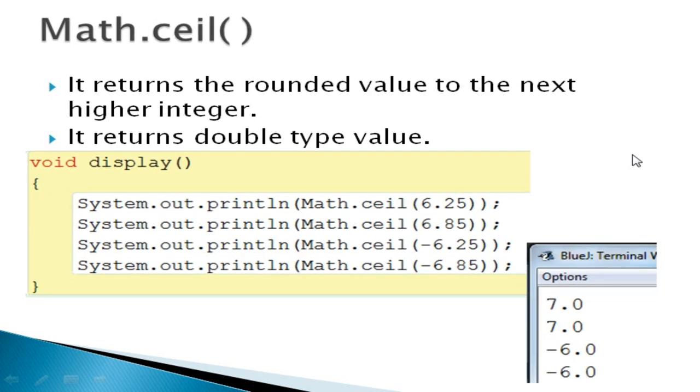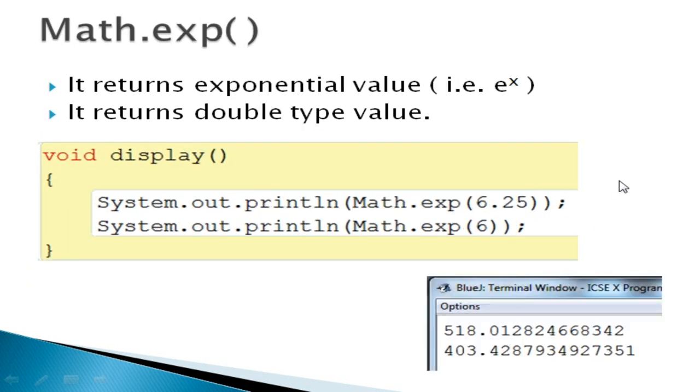Next is Math.ceil. Here it returns the next higher integer. The same example is taken, but you can see the difference. If it is 6 point something, it becomes 7. So it will take the higher value. And if it is a negative number, it gives the value toward zero, it should be minus 6.